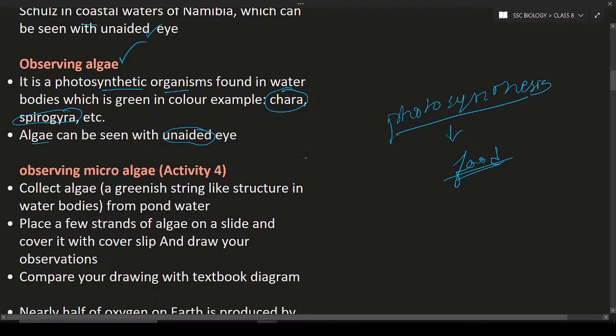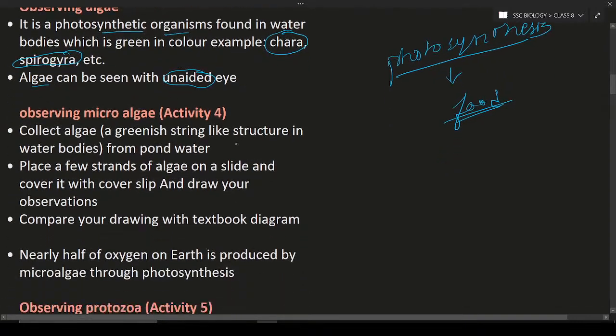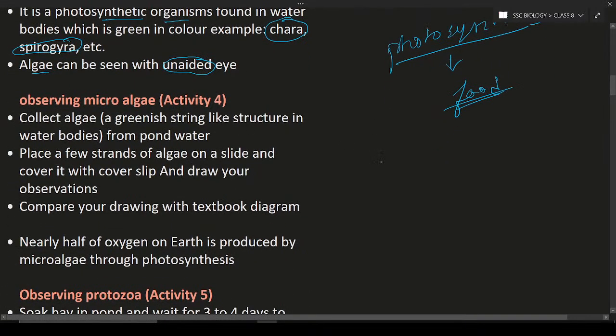Okay, and here next is activity 4. In this activity 4 we are going to observe microalgae. So what is meant by microalgae? Microalgae is a notably greenish string-like structure in water bodies. In the water bodies you can see algae. This algae is a greenish string-like structure. It means it is looking like a thread, a small thread. So if you go to the nearest pond, what can you see?